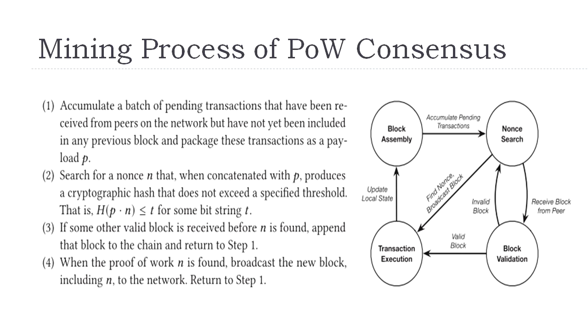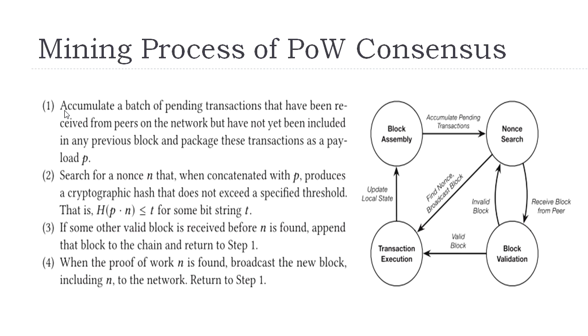Like that, you can keep whatever combination you want. If some other valid block is received before n is found, then that puzzle has failed. So you can't do anything in this case. Append whatever block was received before this to the chain and return to step 1.